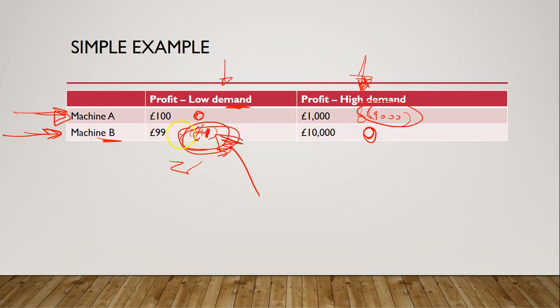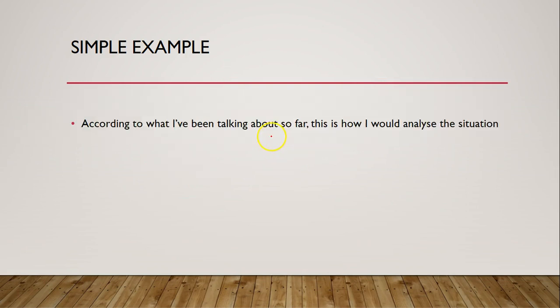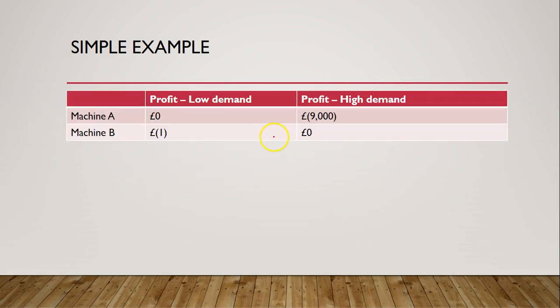And the one with the least regret is this 99 pounds. So we go with machine B, because we know that with machine B, whatever happens, we are only going to lose out on £1. If it's low demand, we lose out on £1. If it's high demand, we've got what we wanted. That's simply the argument, and I've clarified it in fairly clear terms. This is referred to as the minimax regret.